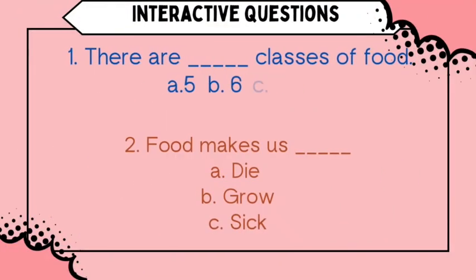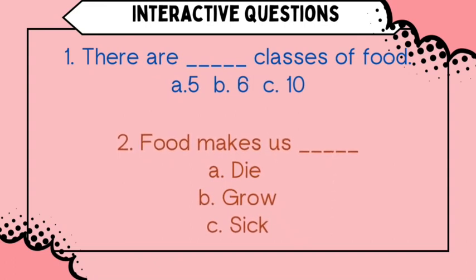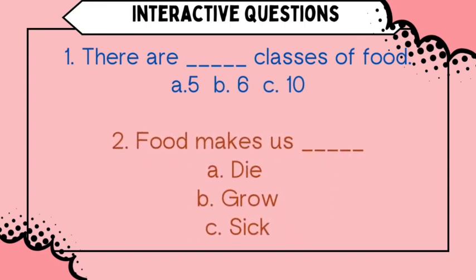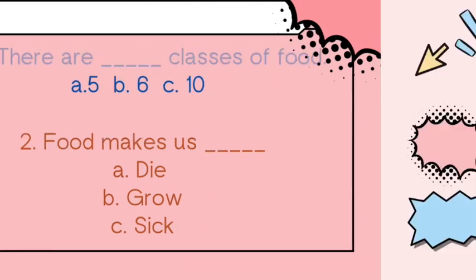Alright, so before we go, let's quickly look at some interactive questions. The first one says there are dash classes of food: A 5, B 6, C 10. Bravo, the answer is B. The next question: food makes us dash: A die, B grow, C sick. And the answer is B.